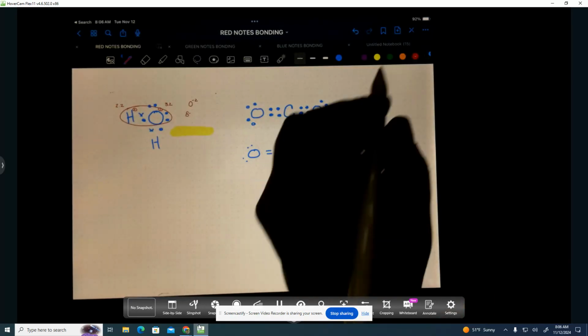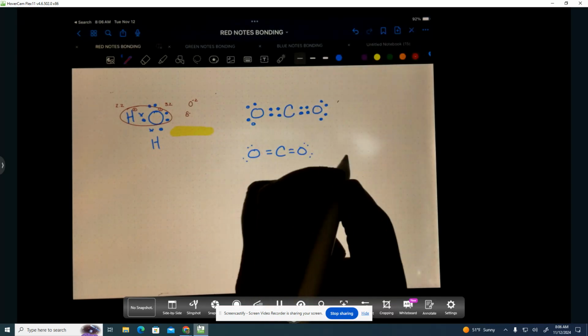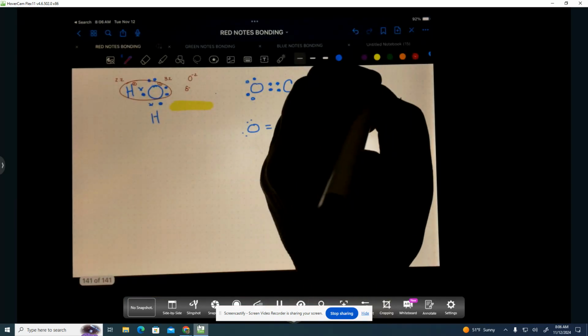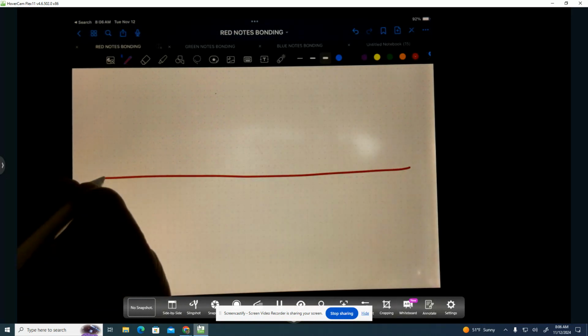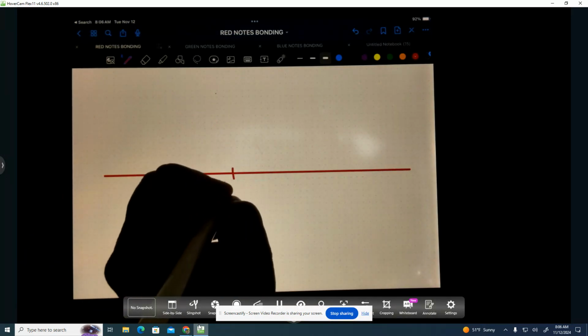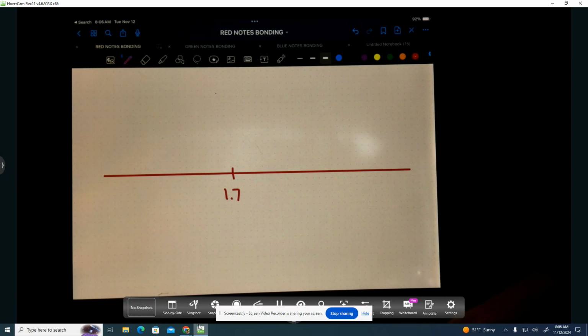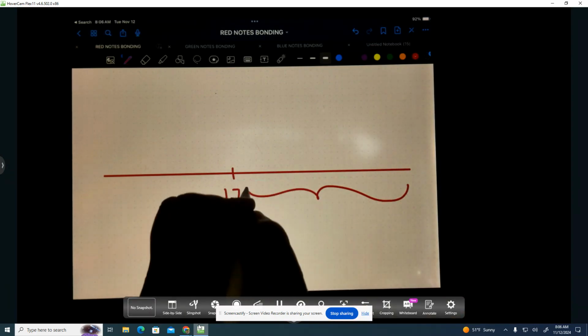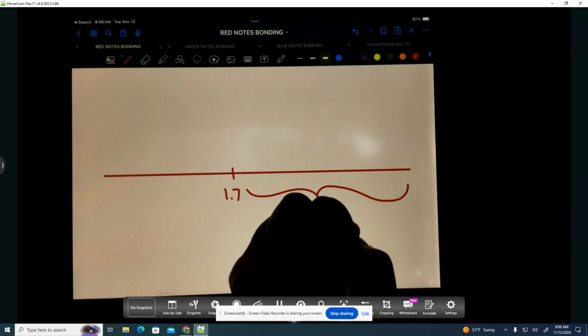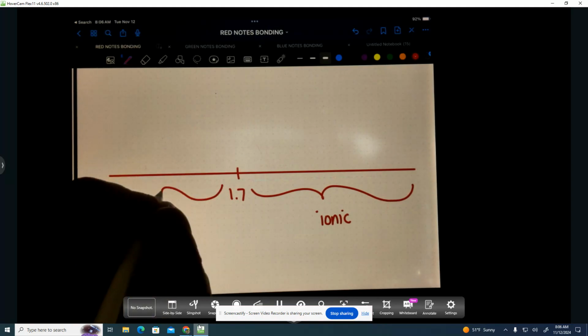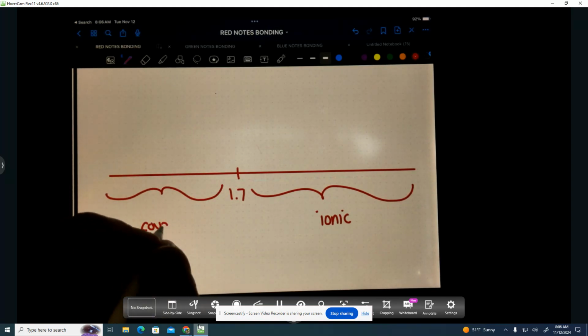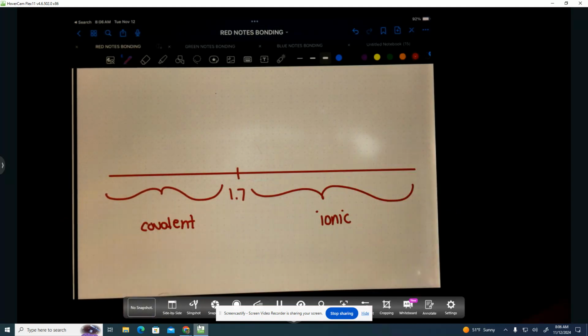So now, I don't know if you still have your little drawing, but you have to have this. So let's put this on a separate piece of paper or whatever. And you'll remember that this is 1.7. And anything up here was ionic. This is the electronegativity difference. And anything below it was covalent. Remember that?